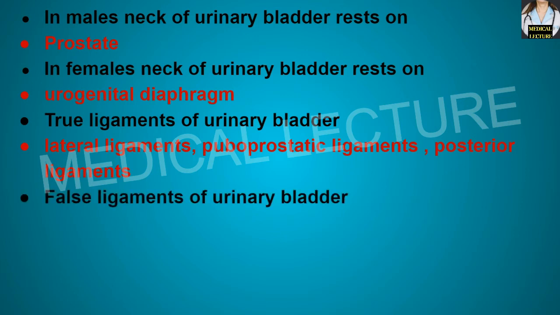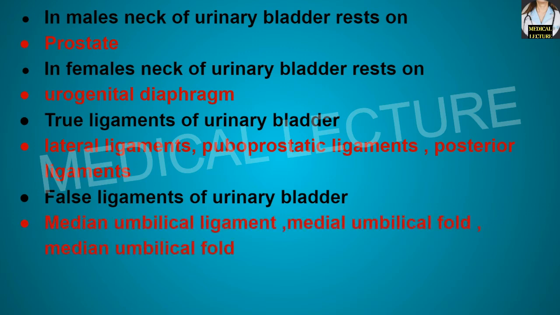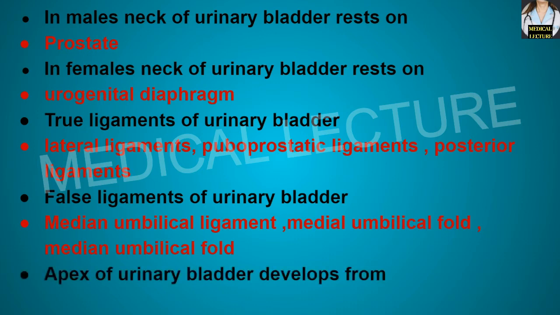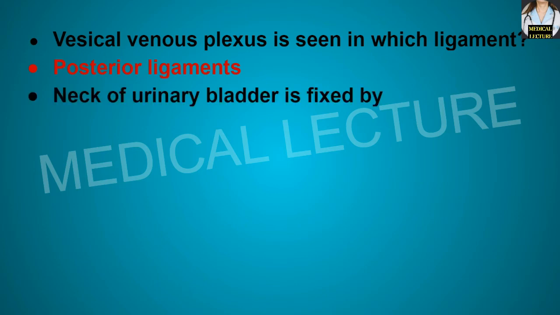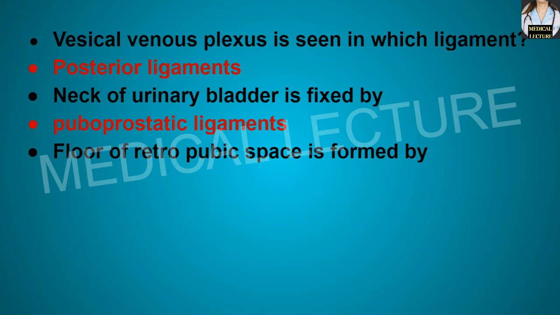Which are the false ligaments of the urinary bladder? These are the median umbilical ligament, medial umbilical ligament, medial umbilical fold and the median umbilical fold. The apex of the urinary bladder develops from the proximal part of the allantois. Vesical venous plexus is seen in which ligament? In the posterior ligament. Neck of the urinary bladder is fixed by which ligament? By the puboprostatic ligament. The floor of the retropubic space is formed by which ligament? By the medial puboprostatic ligament.